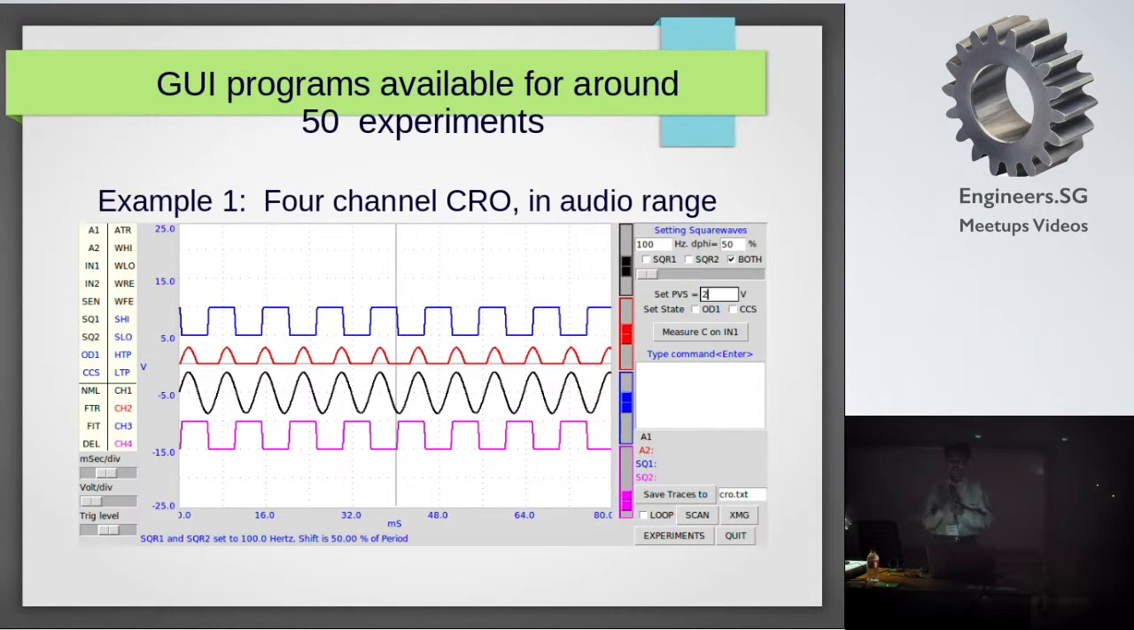Okay, this is the main GUI of the device. It's a 4-channel CRO, cathode ray oscilloscope like design. You have all the functionalities of a very powerful digital oscilloscope. We have 4 channels here, channel A1, A2, IN1 and IN2, and those can be plotted here in real time. You also have all the other digital functions that you need in an electronics lab. And by writing very simple Python code here, you can do many other experiments.